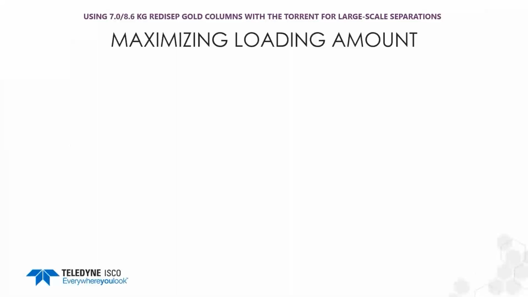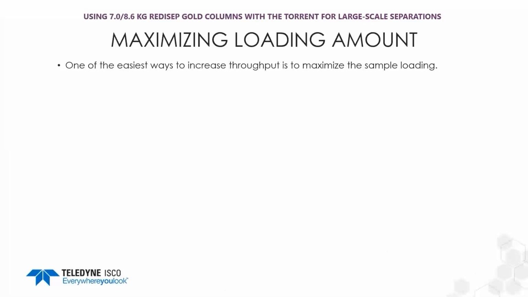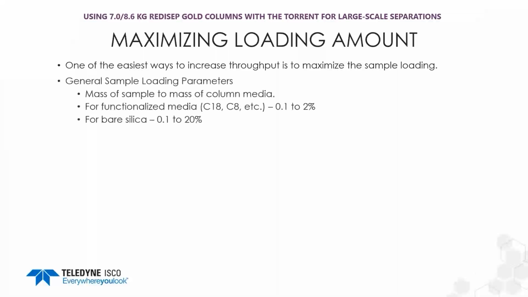So at this point, we're going to be able to maximize our loading amount. The easiest way to increase throughput is to maximize the sample loading, so we're doing more on a per run basis. General sample loading parameters is the mass of the sample to the mass of the column media. And so for functionalized media, C18, C8, amine, C18AQ, this could be anywhere from 0.1 to 2%.